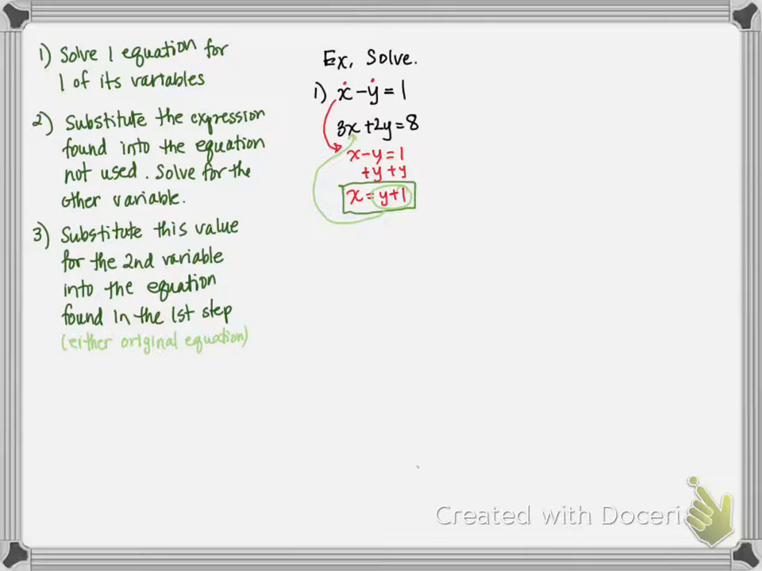So here's what it looks like. So this is basically step 1. Here comes step 2. 3 times the quantity y plus 1. That's taking the place, I'm substituting in for x, plus 2y equals 8. And now I'm just going to solve. So I'm going to distribute, and I get 3y plus 3, plus 2y equals 8. I'm going to combine like terms. I get 5y plus 3 equals 8. I'm going to subtract 3 from both sides to get the 5y alone. I'm going to divide both sides by 5, and I get y equals 1.